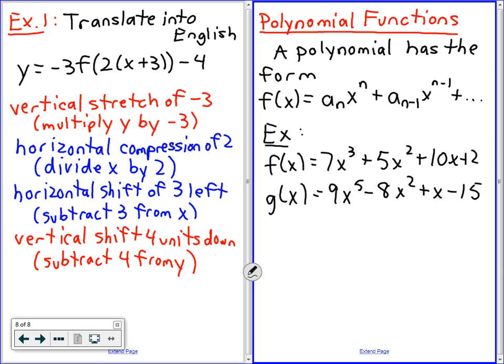So if you remember last year, we basically just dealt with quadratics, up to x squared. Because all of these are functions, we can graph anything of any degree in this course. That's what I'm going to do.